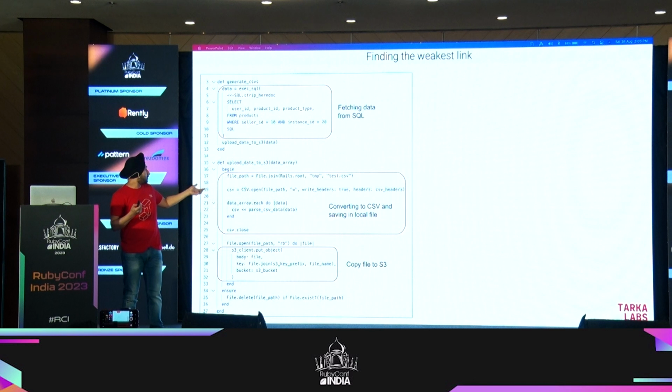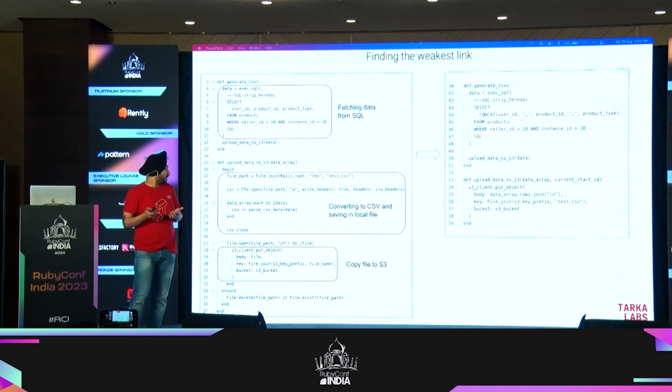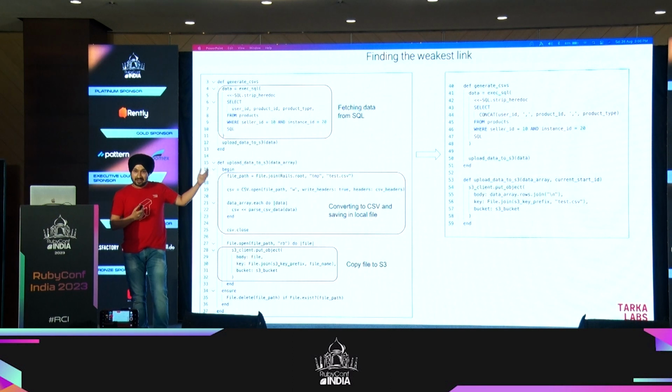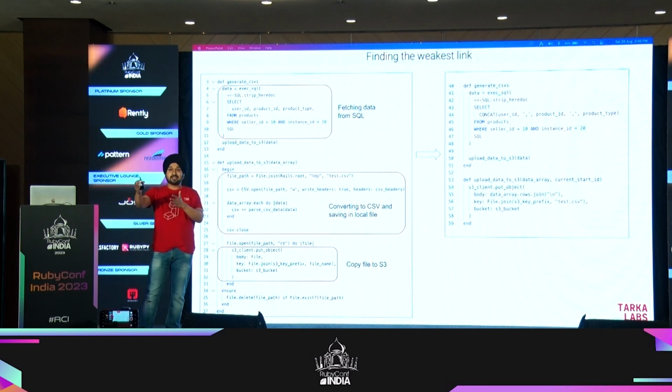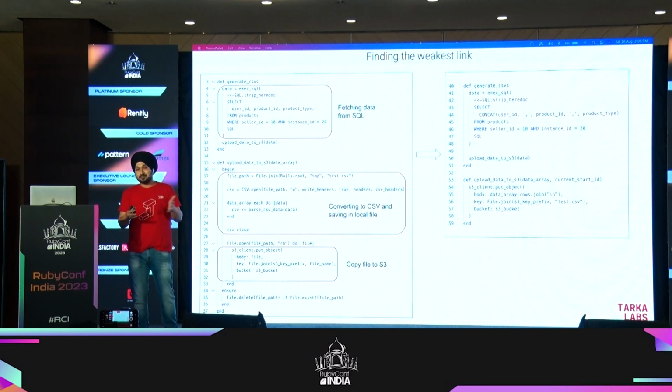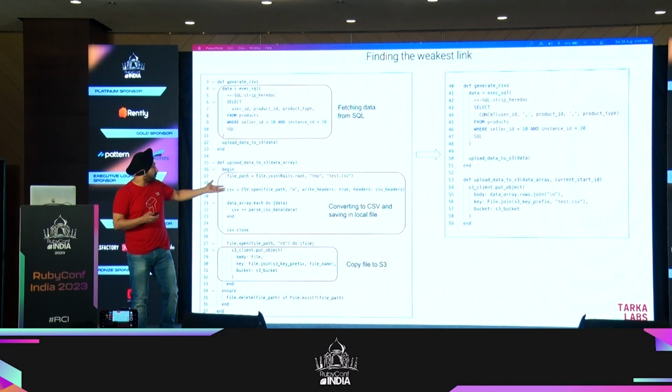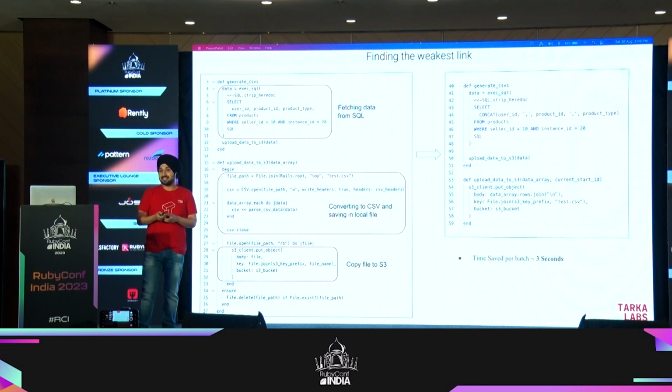The problem here was that this whole CSV piece was not required. It had an I/O operation, so we converted this small piece, and instead of saving a file locally and then doing something, we said, let's just get the data directly. We were doing it in batches of 50,000, so it was not big data that couldn't be loaded into memory, and we uploaded directly into S3, and we saved 3 seconds.